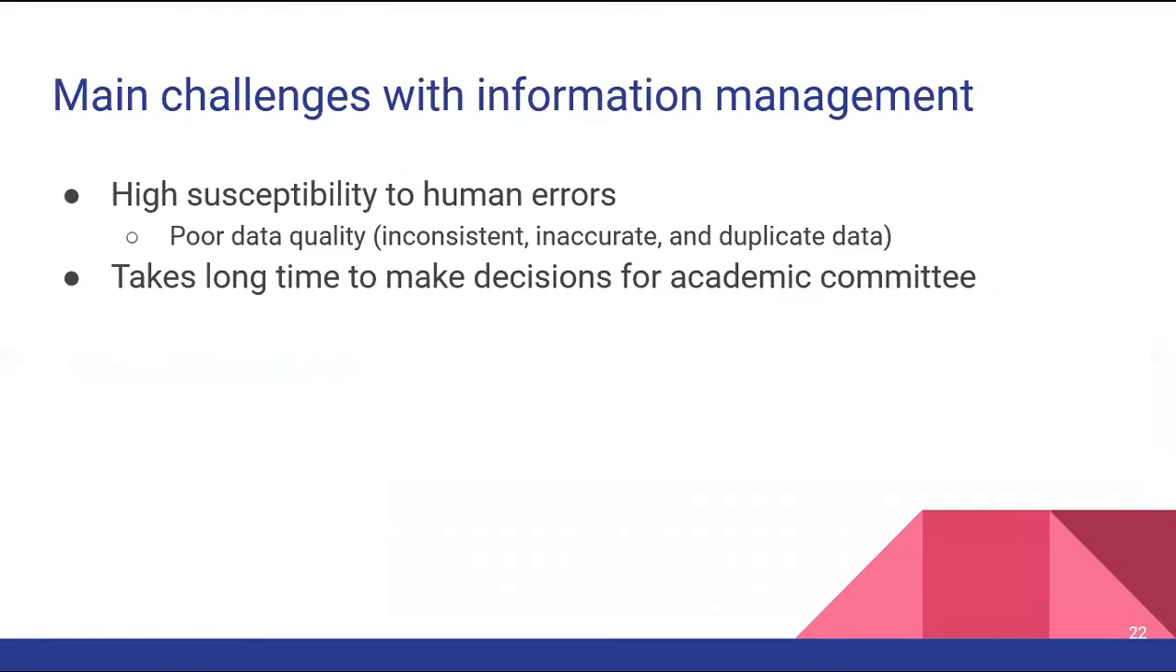Many information management related issues arise from this current process. Specifically, there are high error rates resulting in poor data quality, such as inconsistency, inaccuracy and duplication in data. In addition, it takes a lot of time for the academic committee to manually evaluate every document and make decisions.